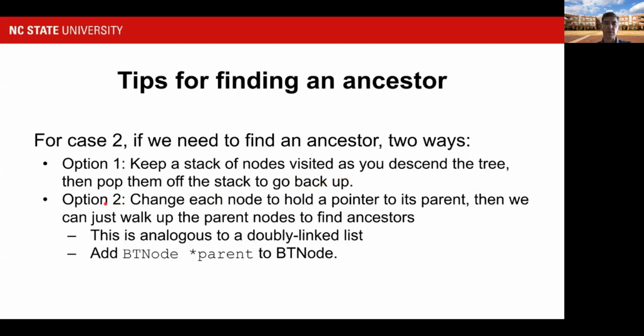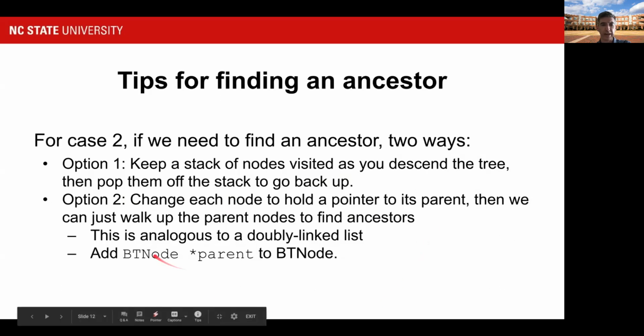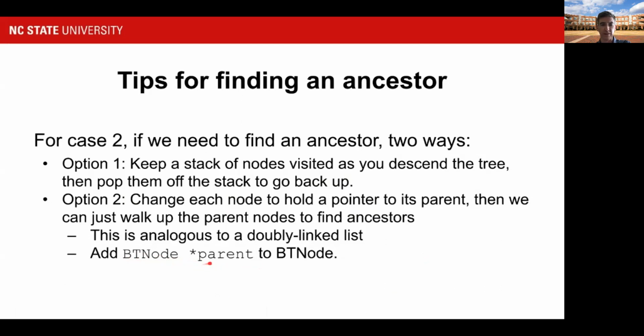Or another way we could find an ancestor that's above us is we could change each node to have a pointer to its parent. So it's kind of like a doubly linked list. We could have a doubly linked tree in which parents point to children and children point back to parents. And then if we're at a node and we need to go up to find an ancestor, we can just traverse the parent nodes back up the tree as needed. And so we could add to our BT node class that we saw earlier a field called parent that would point back to its parent node.